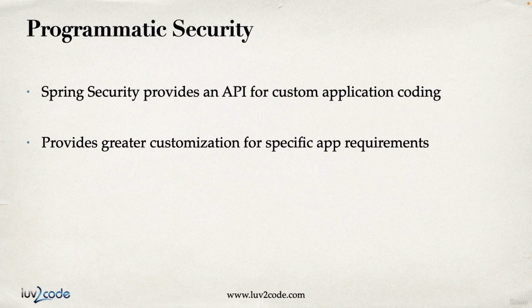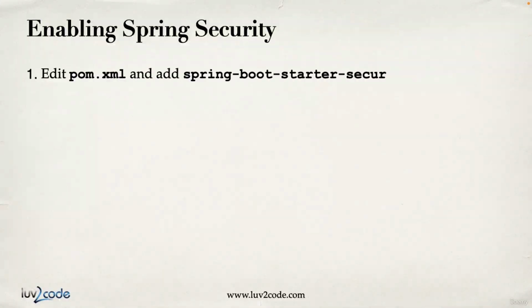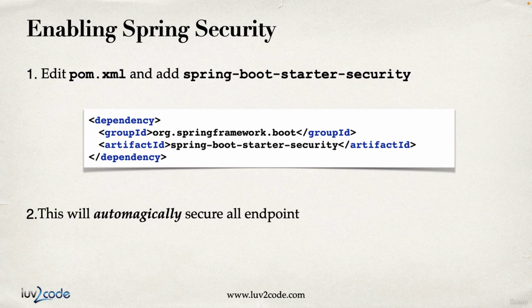To enable Spring Security, the first thing we do is we edit the pom.xml file, and in this file, we'll add the dependency for the Spring Boot Starter security. And by adding this dependency, Spring Boot will automatically secure all endpoints for the application. No additional coding is required at this point. However, we'll learn about customizing the configuration a little bit later.